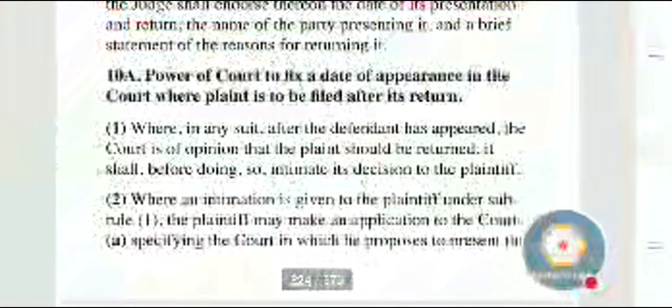Now, what does rule 10B say? Power of appellate court to transfer suit to the proper court. Rule 10A, which we have read, is the power of court to fix a date of appearance in the court where the plaint is to be filed after its return. So this is the court which, for either defect of jurisdiction or any other cause of a like nature, is unable to entertain the suit. This is the court under rule 10A.